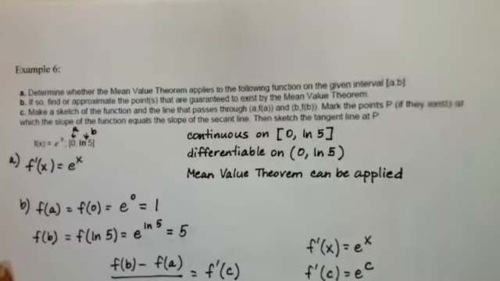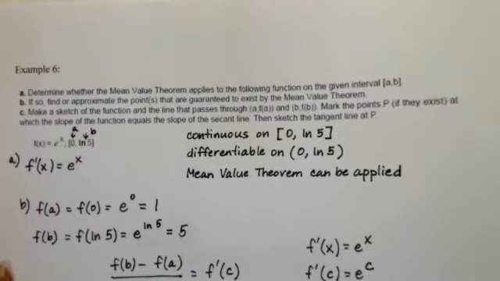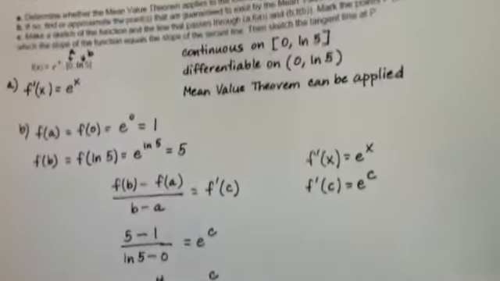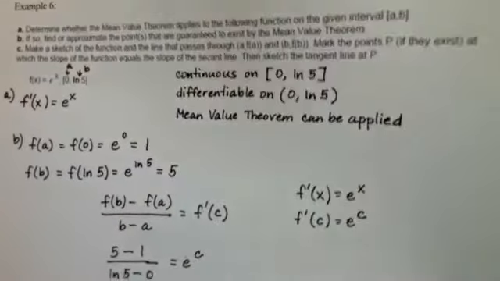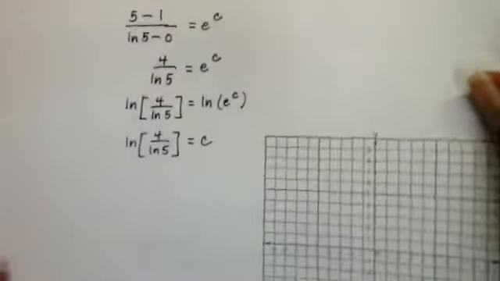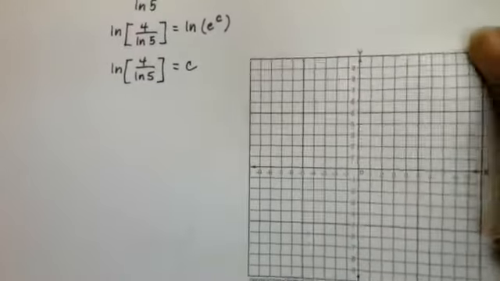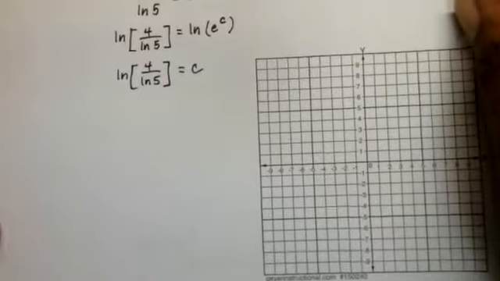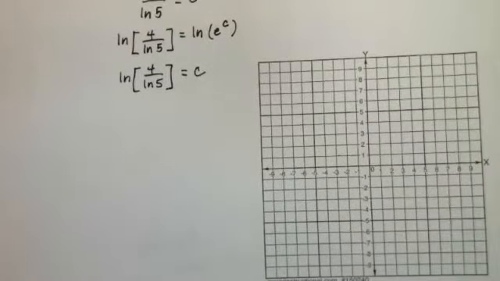Okay, now let me go over example 6. Example 6, pretty much for parts A and B, I did in a previous video. So if you want to see how that's done, you can watch that video. But here, this will be part C. I do have my coordinate grid here. This is where we make a sketch of the function and the line that passes through A, f of A, and B, f of B. Mark the points P if they exist, at which the slope of the function equals the slope of the secant line, and then sketch the graph of the tangent line at P.